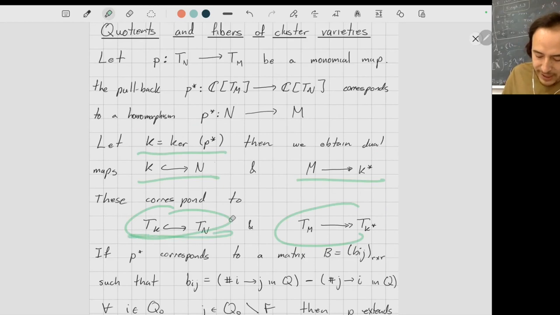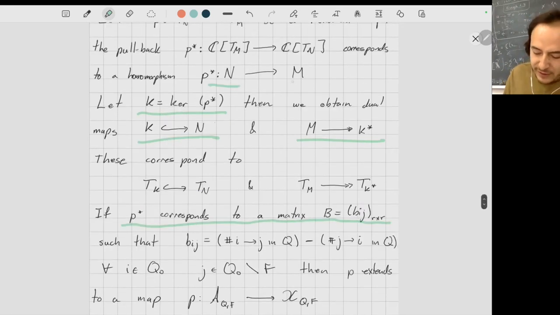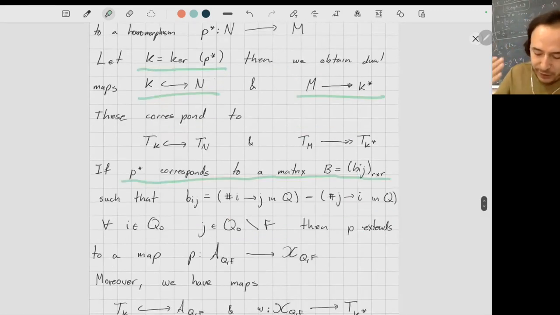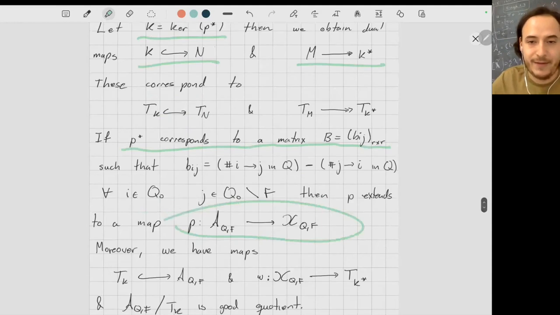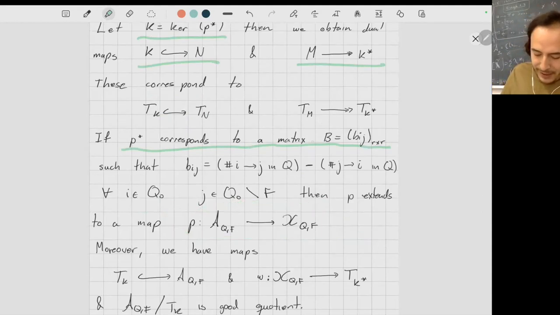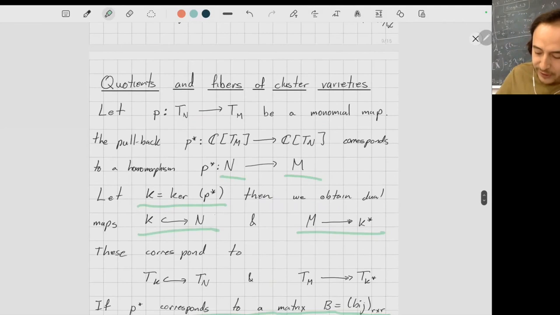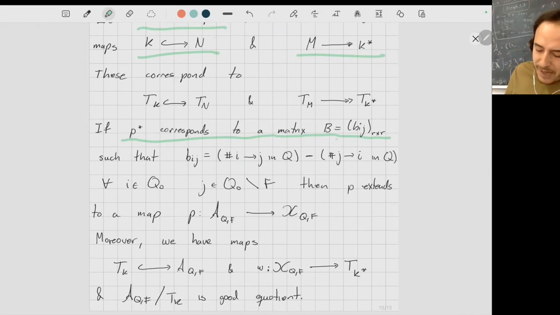Essentially, by this inclusion, I can let the torus TK act on TN, and I can consider fibers of this dual map. So the claim is that when I give bases to these lattices, P corresponds to a matrix, and if this matrix looks like the quiver somehow, then the monomial map extends to a map of cluster varieties. This is telling me that the corresponding tori carry distinguished coordinates. Those coordinates are given by bases on these lattices, and in that basis, my matrix looks like the incidence matrix of the quiver.